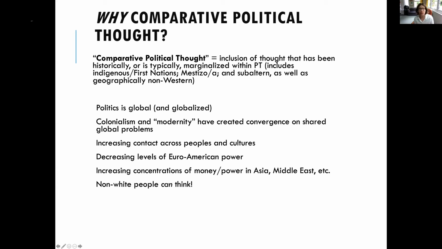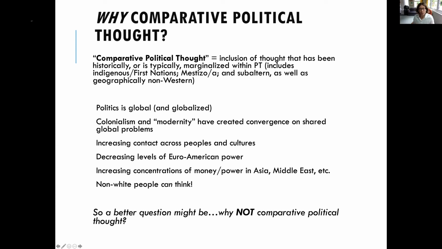My favorite reason for why we need comparative political thought, when people ask me, why do you do comparative political thought? To me, the most obvious reason is non-white people can think, right? Like, you don't just have to be a European white male to produce really interesting, rich, compelling arguments about politics. It's true. Non-white people and women can actually think. And if that's the case, then we really have to do a lot of work in advancing comparative political theory.